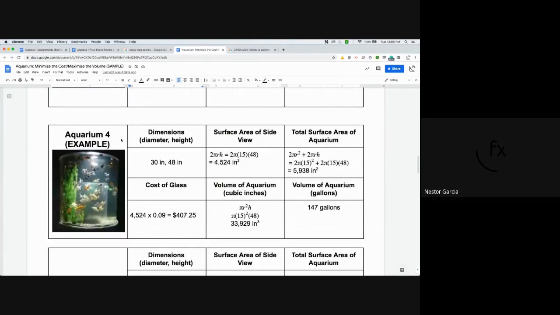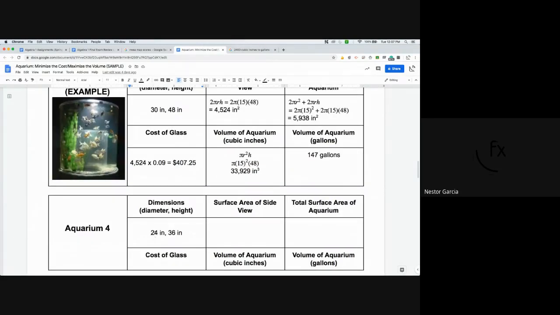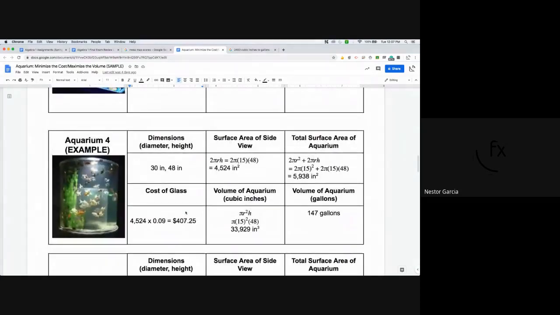To complete Aquarium 4, I created this example that has a separate set of dimensions than those in your given problem. In your problem, you will use 24 inches for the diameter and 36 inches for the height. In our example, we will use 30 inches for the diameter and 48 inches for the height.